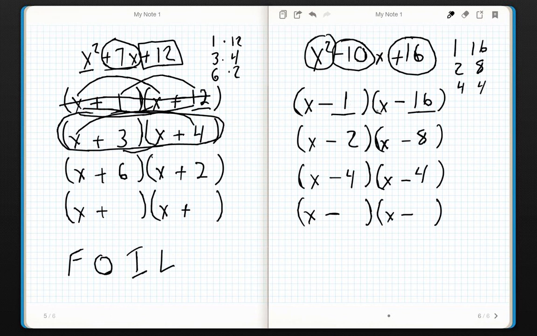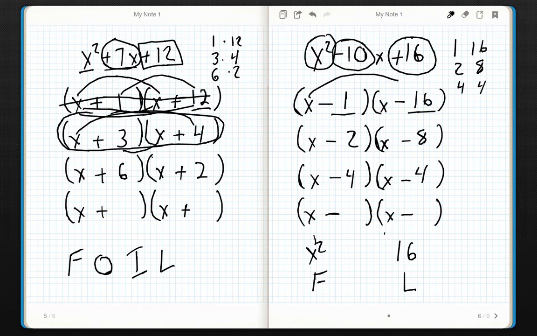Again, x times x is x squared. We know that our first terms multiply to be x squared in every one of those situations. We also know what our last terms multiply to. Negative 1 times negative 16 is 16. Negative 2 times negative 8 is 16. Negative 4 times negative 4 is 16. We know about the last term. There's no point in FOILing out the whole thing. We really only need to look at how our O and our I, our outsides and our insides, go together to build that middle term.